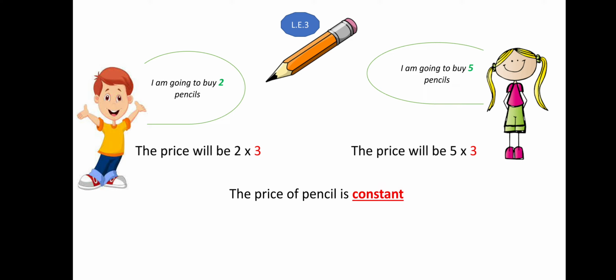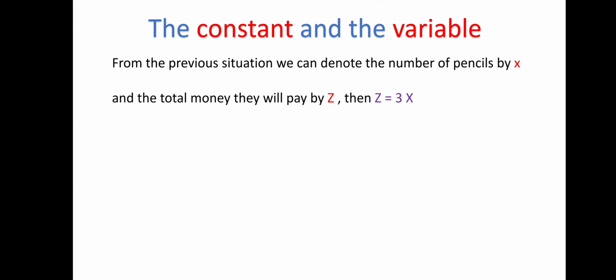So the price of the pencil is constant. It doesn't change. It's still 3. But the number of pencils and the price are changed. So the number of pencils is variable, and the price or the total or the product of these numbers is variable also. The constant and the variable.